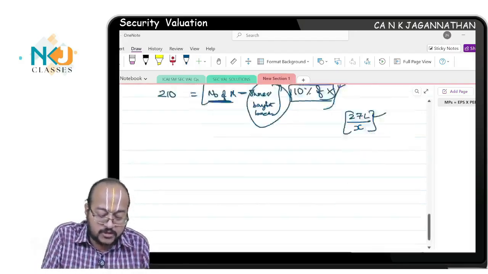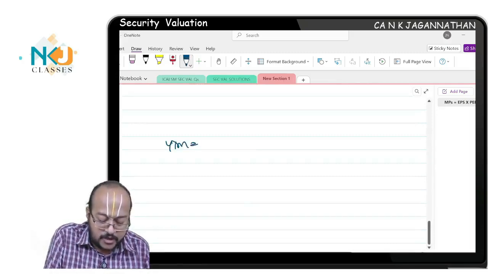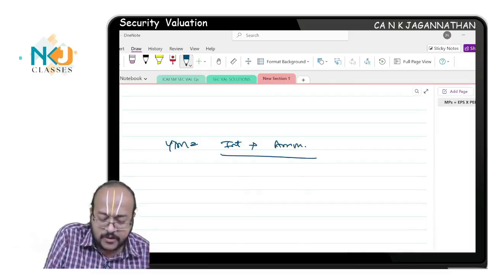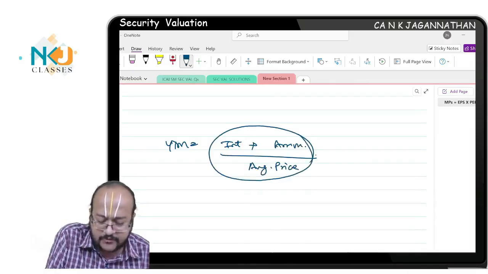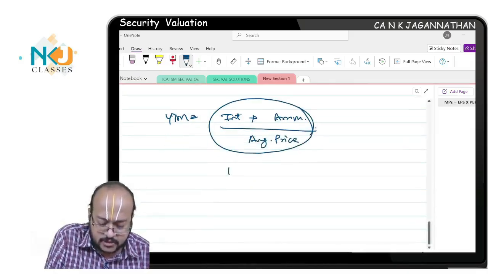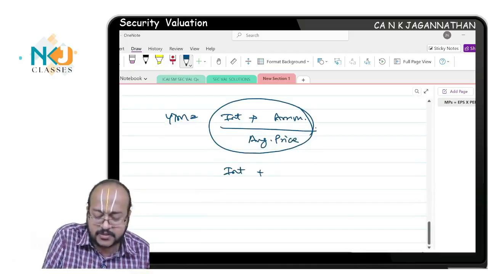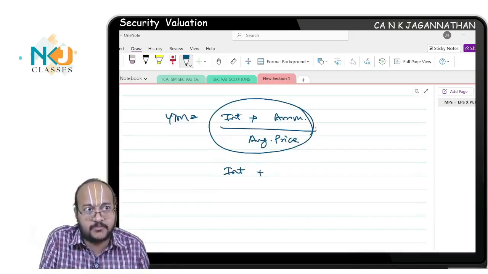See, what is the YTM approximate formula? Interest plus amortization divided by average price. Interest plus amortization divided by average price. I will elaborate. This is nothing but interest. I just apply it and I get the interest plus amortization. You see what is happening.